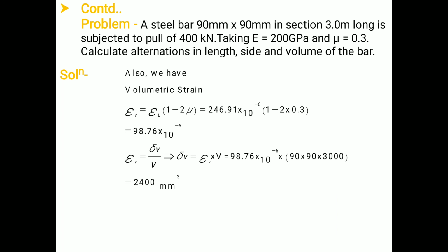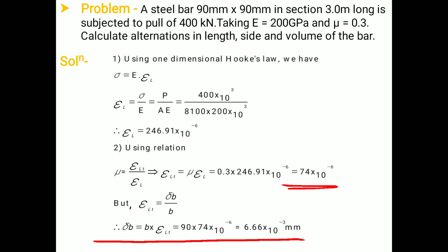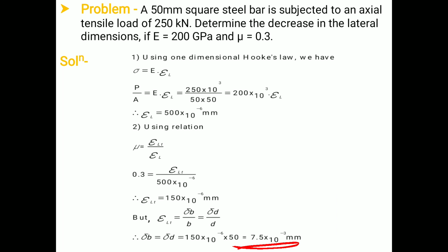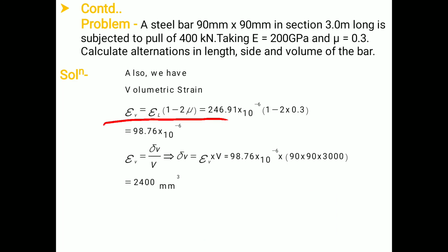We also have the volumetric strain, which we have discussed in the previous slide also. Epsilon V is equal to epsilon L into 1 minus twice mu. Therefore, epsilon L, which we have calculated in the previous concept, is equal to 246.91 into 10 raised to minus 6. That value we are going to put into this equation into 1 minus twice mu, meaning 2 into 0.3. Therefore, I have the value of epsilon V equal to 98.76 into 10 raised to minus 6.